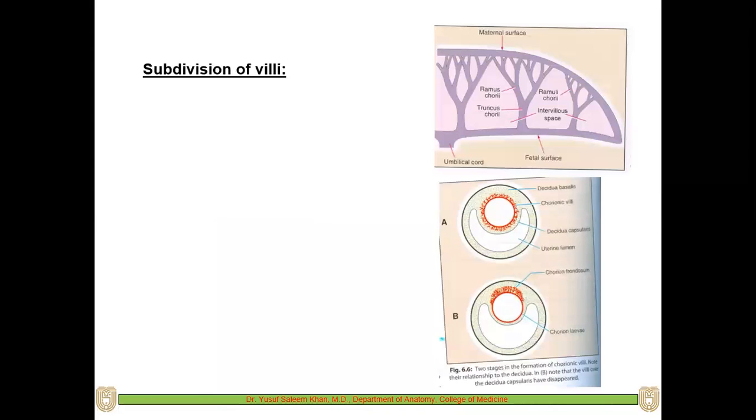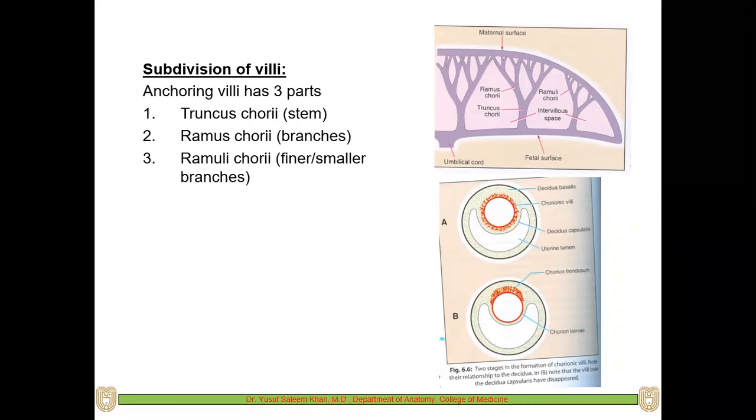Okay, now coming to the divisions of the villi. Within the villi, there are different parts. Okay, what are those? There are three divisions. One is called the truncus chorii.